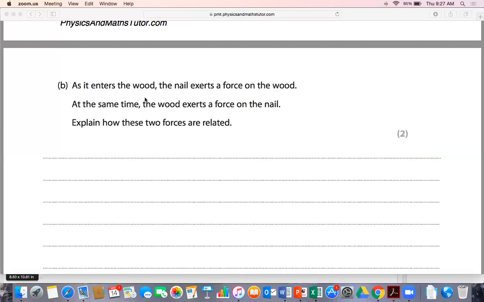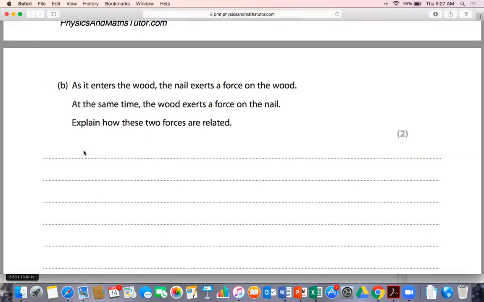Okay, so you must mention two things. The first one is the forces are opposite. So the nail to the wood is downwards, the wood to the nail is upwards. And then the second is this obeys Newton's third law, which states that, then you have to state Newton's third law. Every action has an equal and opposite reaction. So 2 points or 2 marks.